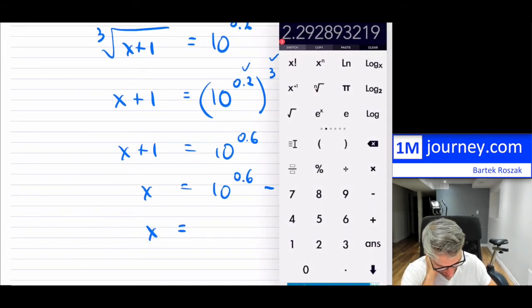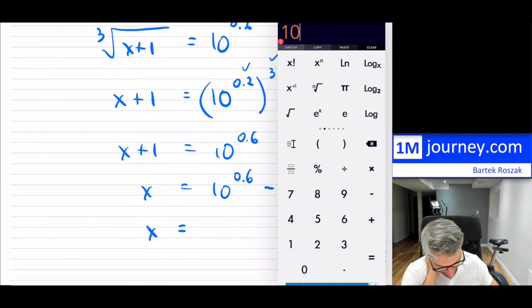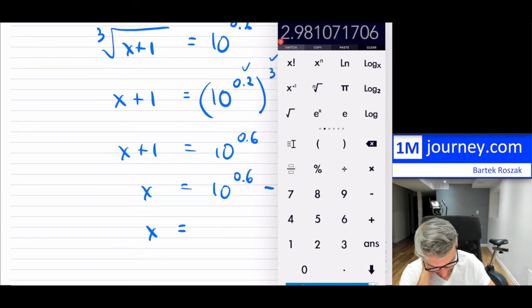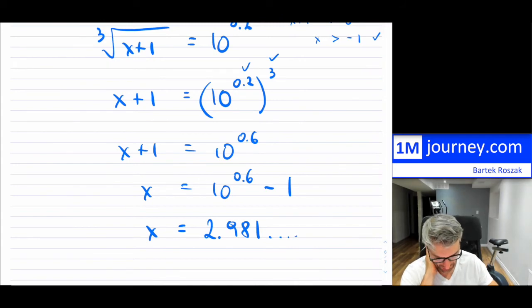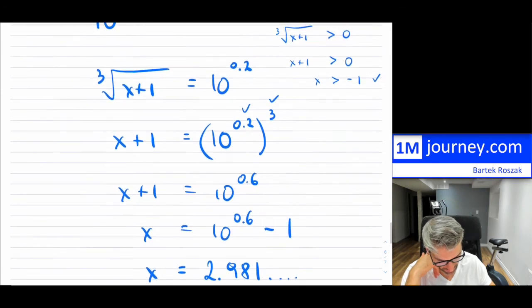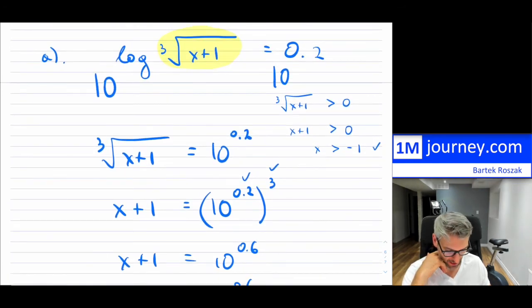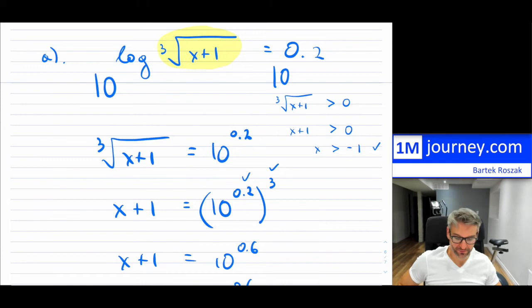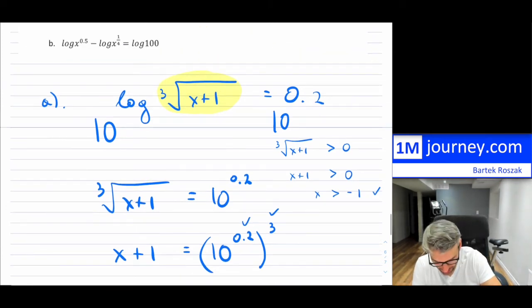So let's see what that gives me. 10 to the exponent of 0.6 minus 1. Okay, so it's approximately 2.981 and so on. I'll just keep that. So that's my answer. Now, it's within my admissible range, so it's definitely greater than -1.